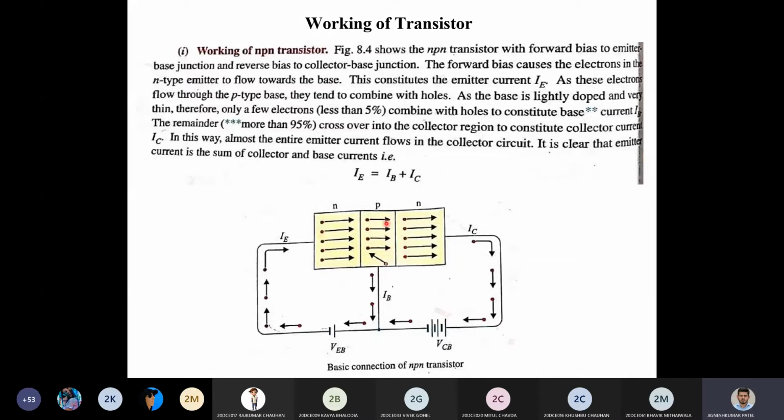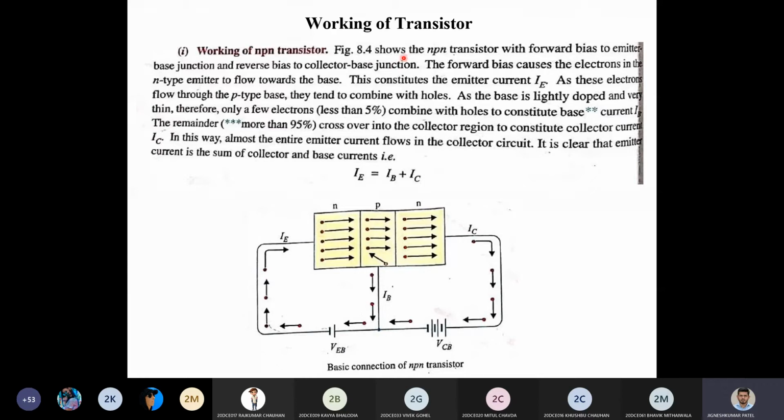So a large number of electrons is present in this P layer now, but as this is in reverse bias, at the N terminal I have a positive polarity, or I can say there are holes present. So the electrons will flow towards this battery, and the remaining electrons will pass on in the form of the current IC. This will complete the circuit like this. So that's how it works.